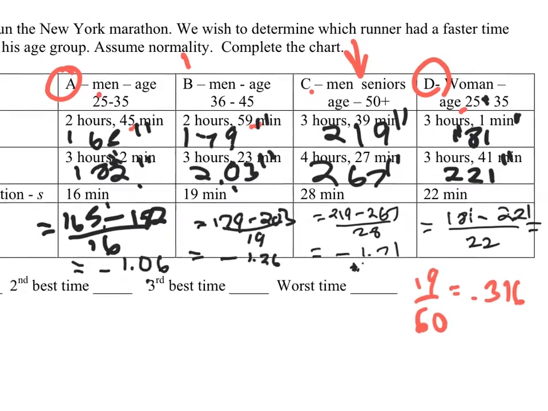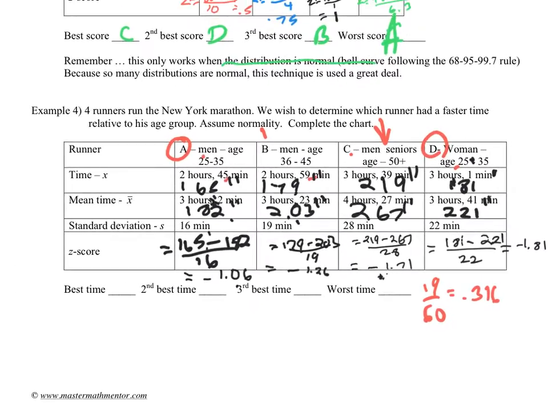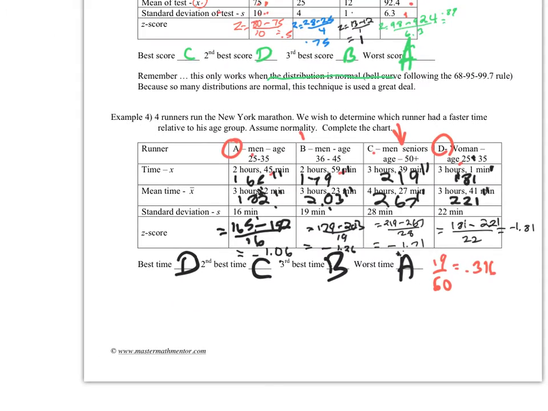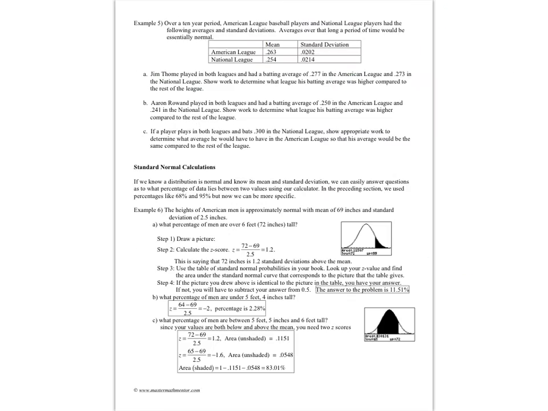So, guys, back up here. Runner D had the best time. Runner C was next. Then B. Then A. Estefania, did you get these the ratings? Did you get the best runner? Better be in your notes.